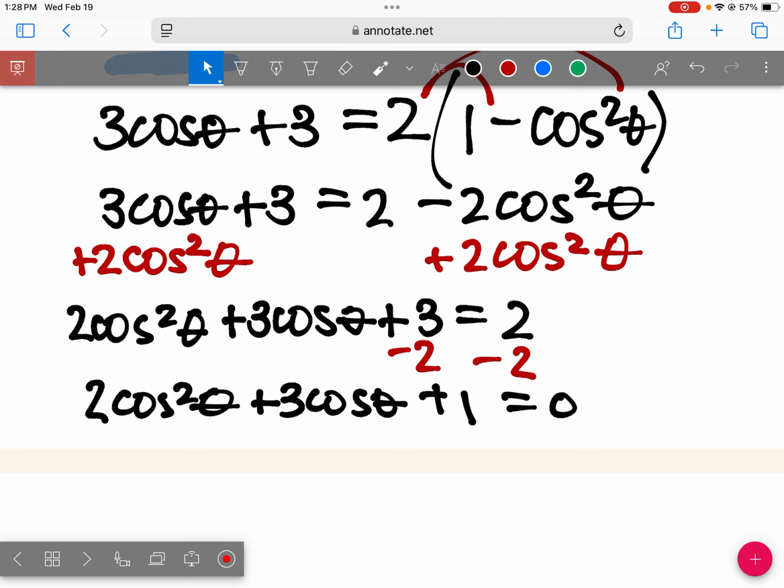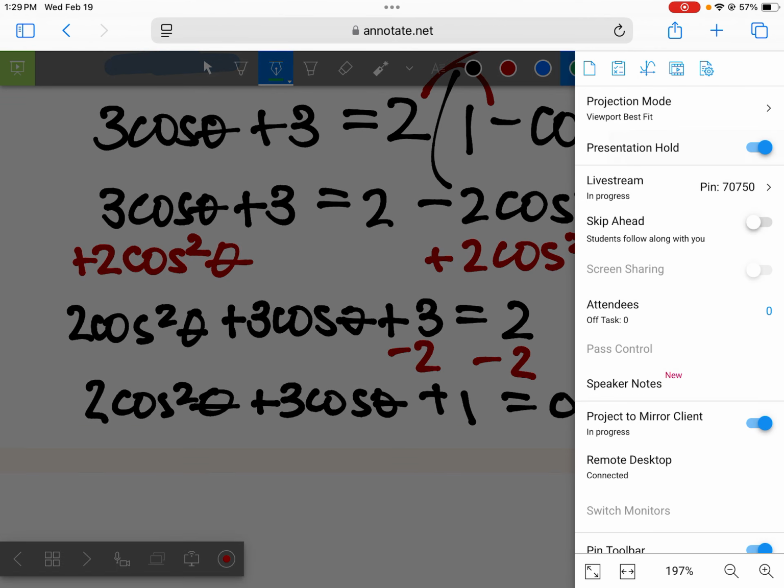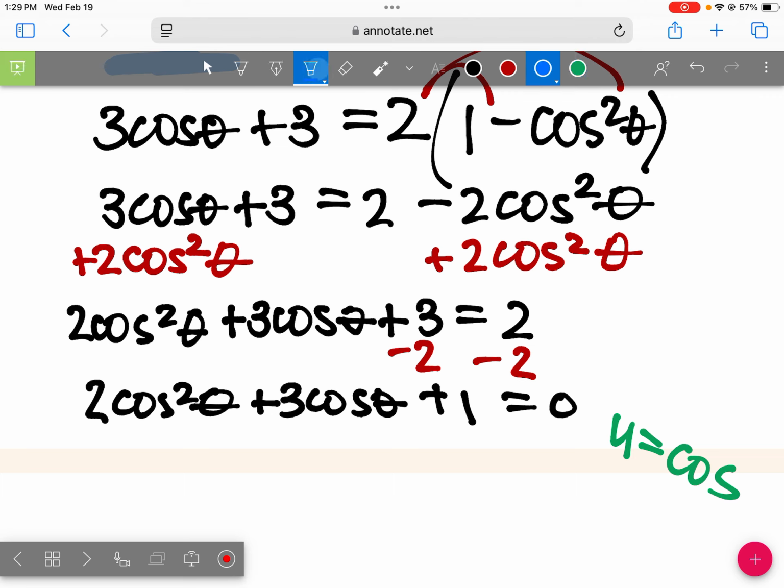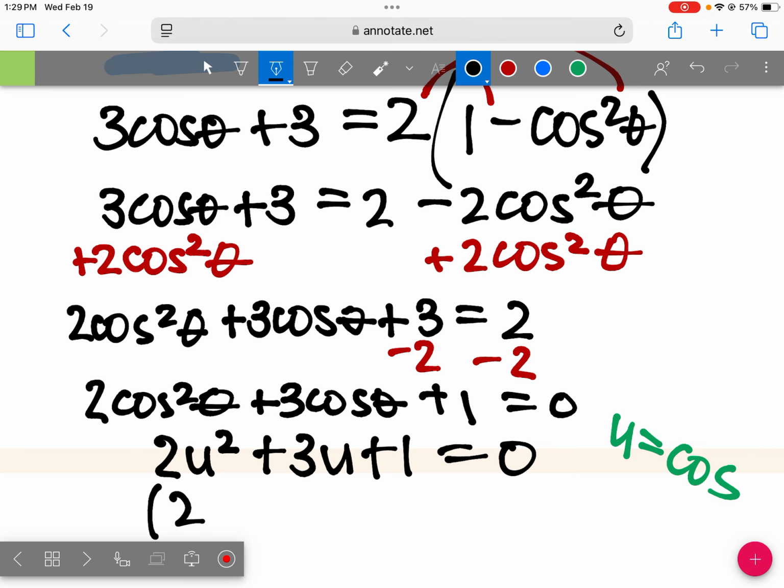Ta-da. Still right. I agree with you, CJ. He said this is where you change the cosine to a u. You said what, CJ? I was like, AC, right? 2, 3. Oh, my bad. I'm wrong. It's 2. I was the wrong one.